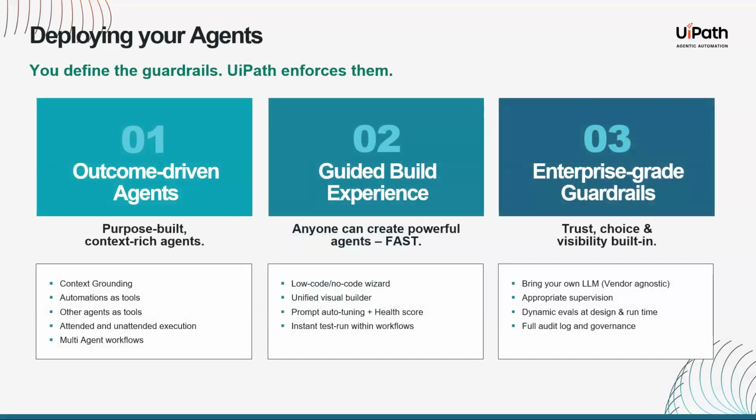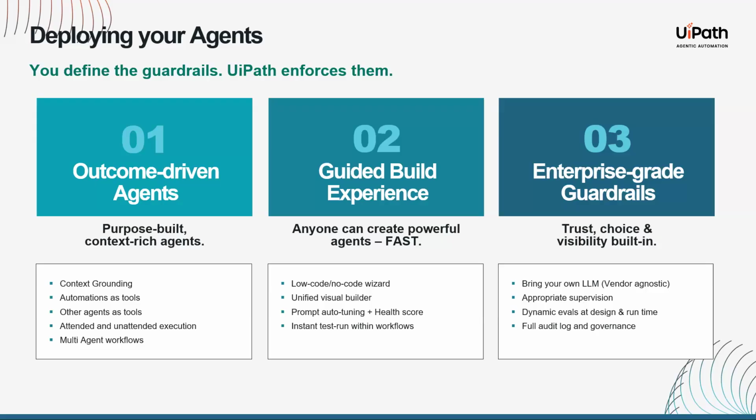Yeah. So how do you deploy your agents to begin with? Before you even move into agentic orchestration, we first need to build and deploy our agents. While we are doing this, we need to make sure that we are defining our guardrails as well as enforcing them in each of the agents that we are building. When we are building an agent, one of the top three important factors is that they are outcome driven. You also get a guided experience when you're building your agents, and once you've built your agents, there are enterprise grade guardrails around them so you can govern them end to end.